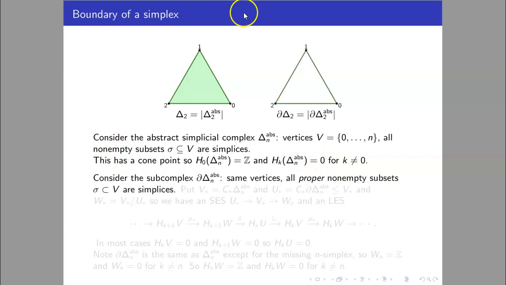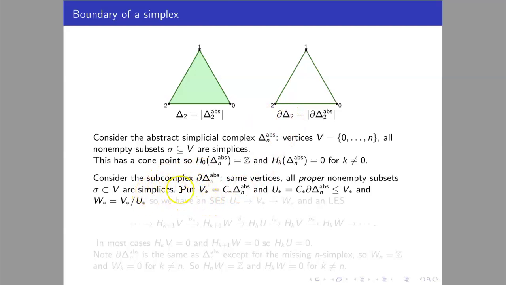But things get more interesting if we look at the boundary. By the boundary of the abstract n simplex, we mean the subcomplex where we've got the same vertices, 0 up to n, and mostly the same simplices. But the full set itself, 0 up to n, doesn't count as a simplex. In terms of geometric realization, we just don't fill in the middle. We've just got the boundary. So our task is going to be to calculate the homology of the boundary of the n simplex.